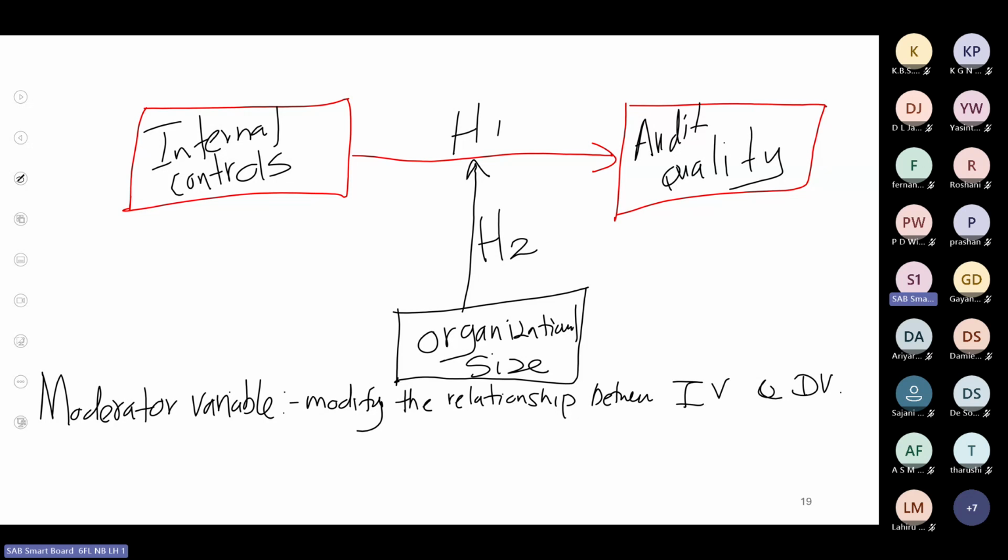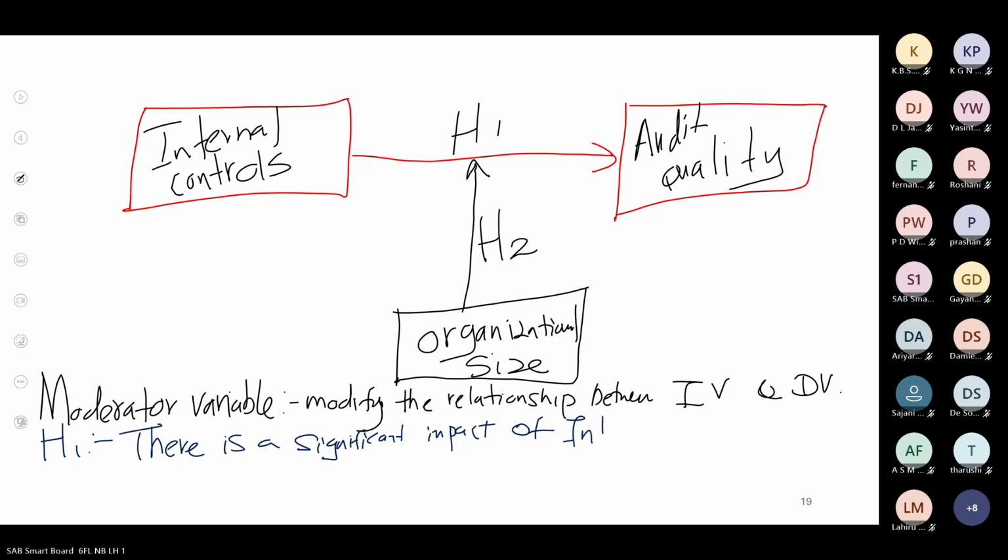So here we can write down two hypotheses. H1, that is obvious. I'll write it. There is a significant impact of internal controls on audit quality. AQ means audit quality.